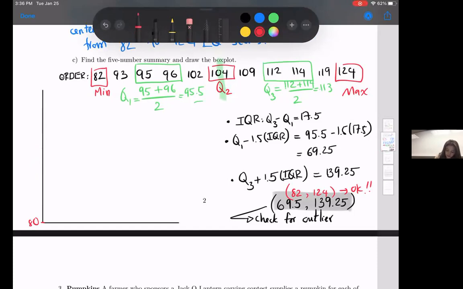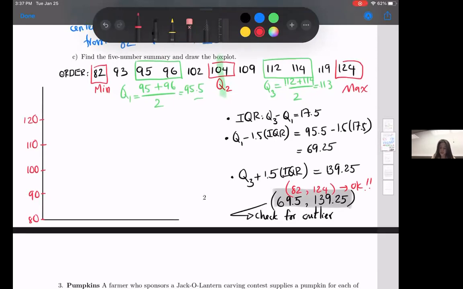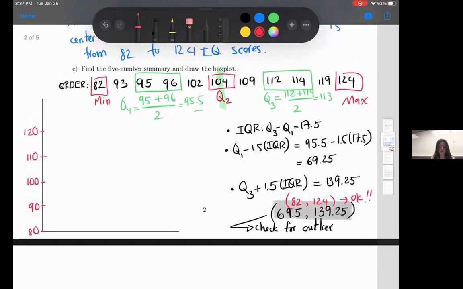$80 and then 90, 100, 110, 120. Okay, that's better. All right, so first of all, the step for drawing box plots is what?